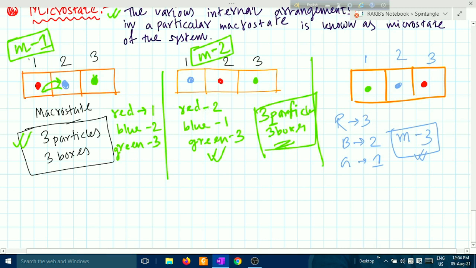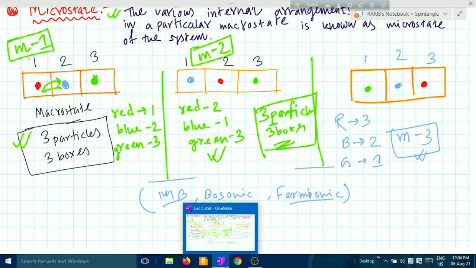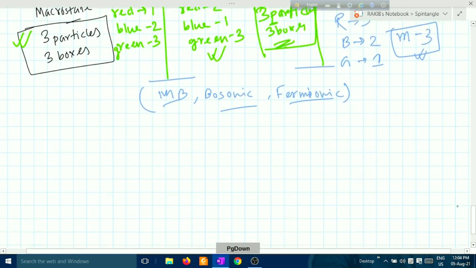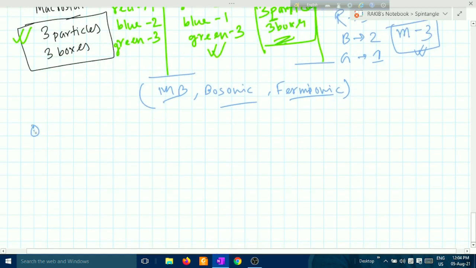This is very important for distributions in bosonic and fermionic systems, and also the Maxwell-Boltzmann system. We will discuss it. If you do not know how the distribution works, then you will not be able to do problems related to these.